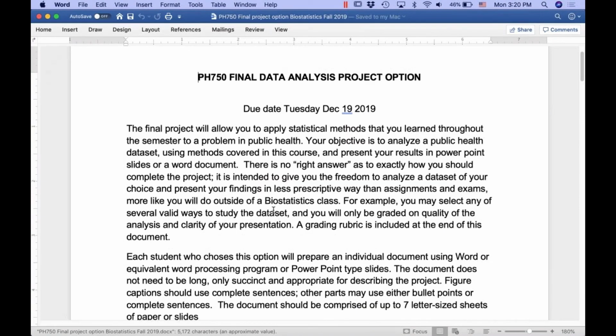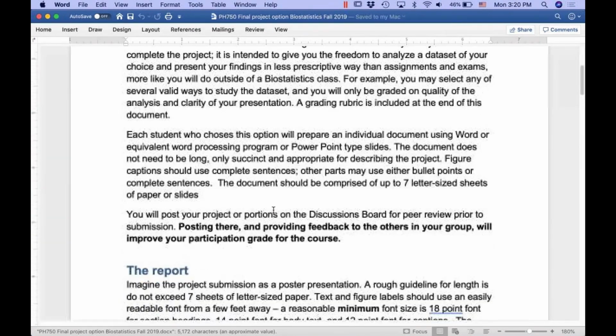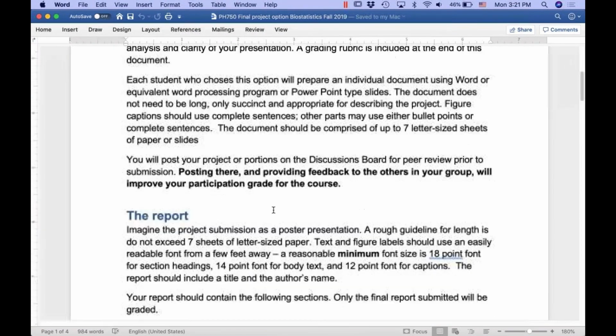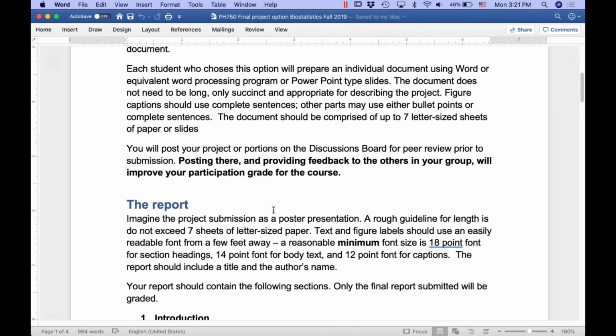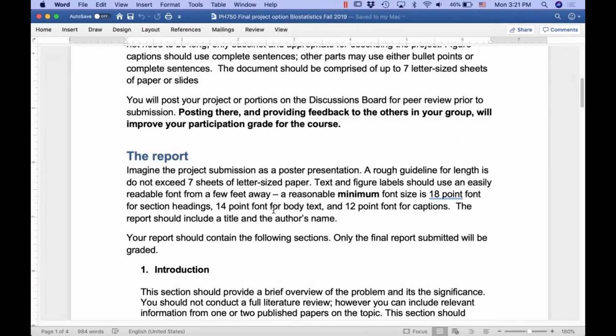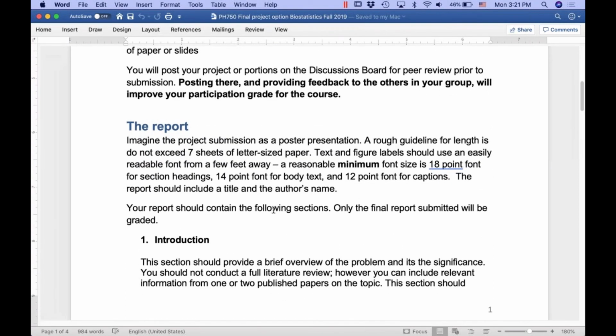Okay, so what do we want you to do? We want you to choose one of the data sets that we've provided here, and I'll go back and show you what those data sets are. And we want you to put together a report.